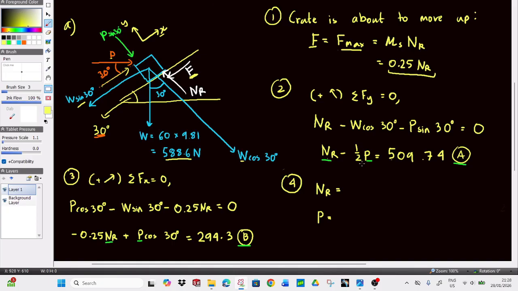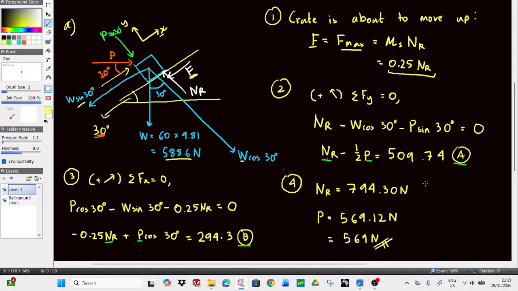And if you key in the values, your NR, you get 794.30 newtons, but your P is 569.12 newtons, okay? Which is going to be about 569 newtons. So it's 569 newtons for your P, and your NR is 794.30 newtons. But since you're interested in P, this is our final answer for the first part. This is the minimum force required to push the box upwards, okay?